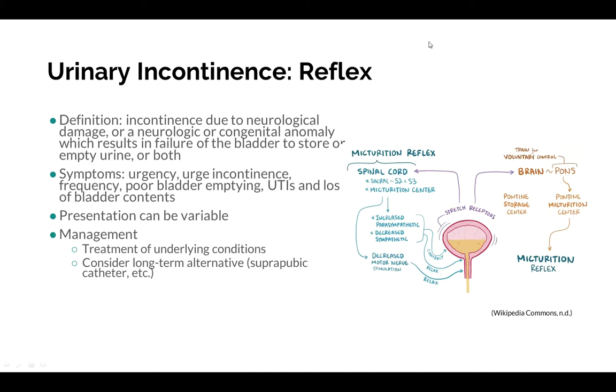Last thing we're going to talk about is reflex incontinence, and this is basically when there's neurologic damage or a neurologic anomaly that prevents the bladder from storing, emptying urine, or both. So the patient will present with urgency, urge incontinence, frequency. They won't be able to empty their bladder all the way. They might have UTIs and they may lose their bladder contents. Treatment again is treating underlying conditions, and then these patients may need long-term alternatives. So for example, if they have MS, this is not going to get better, and those patients may benefit from a suprapubic catheter.